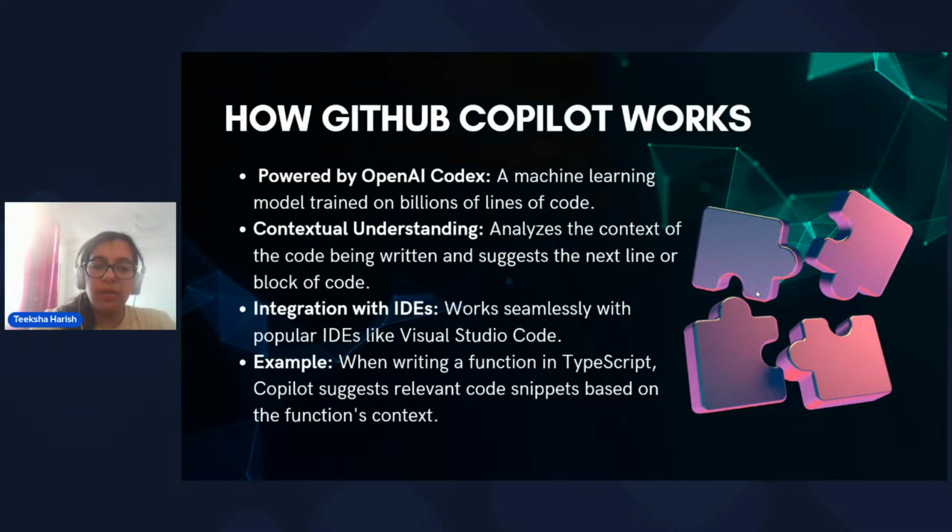Like for example, when writing a function in TypeScript, Copilot suggests relevant code snippets based on the function's context. So it can provide me with various suggestions. Like it can give me 2 or 3 suggestions that this can be the code or this can be the code, and then according to my need and my understanding, I can choose whichever suggestion I seem is best for my application.